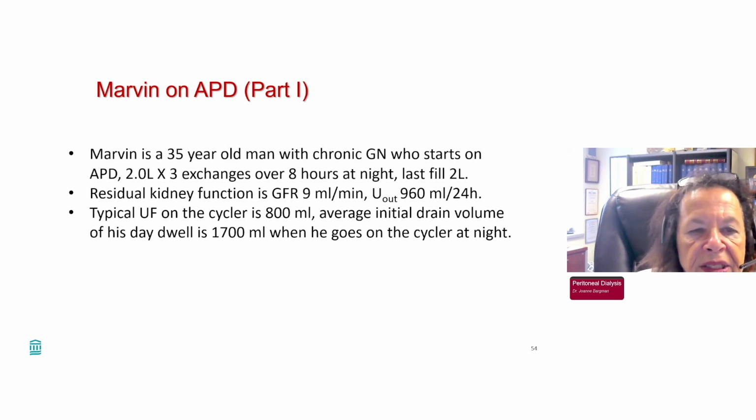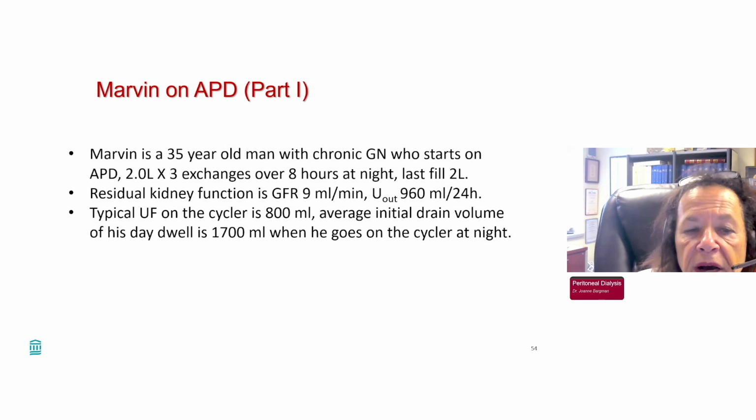Marvin has GN and starts on APD. You can see his prescription. He's on 2 liters times 3 exchanges overnight with a last fill of 2 liters. He still has a lot of residual kidney function. His GFR is 9 mils per minute. He pees nearly a liter.